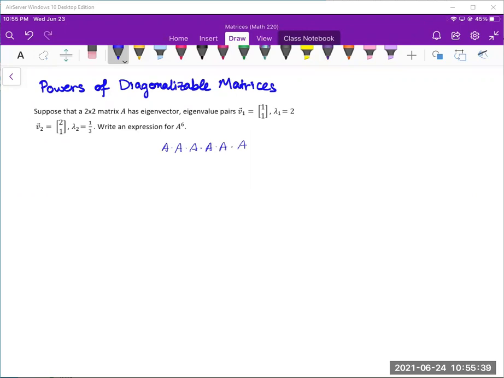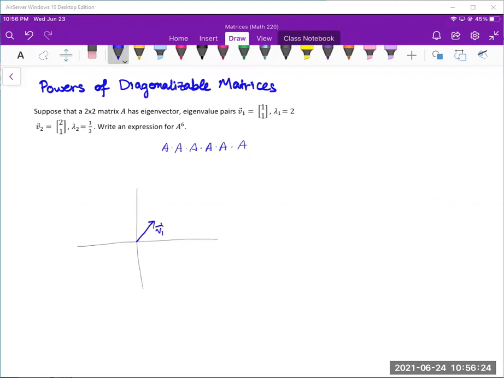The information we have are a set of eigenvector eigenvalue pairs. We have enough eigenvectors for a basis. Now, one strategy is we could write down just the expression for A and then multiply 6 copies together. I think a more helpful thing to think about is what's happening to our eigenvectors. Let's start just by thinking about V1 until we get the picture.